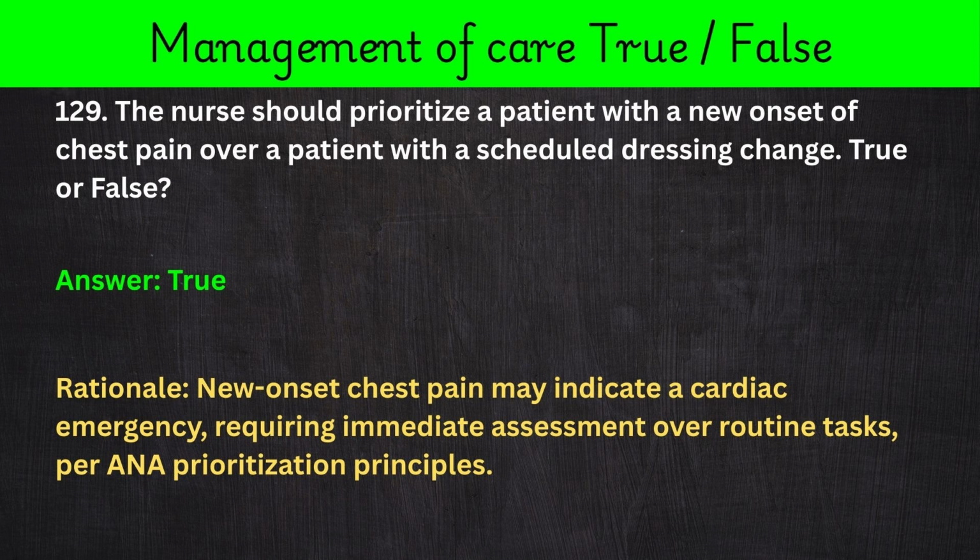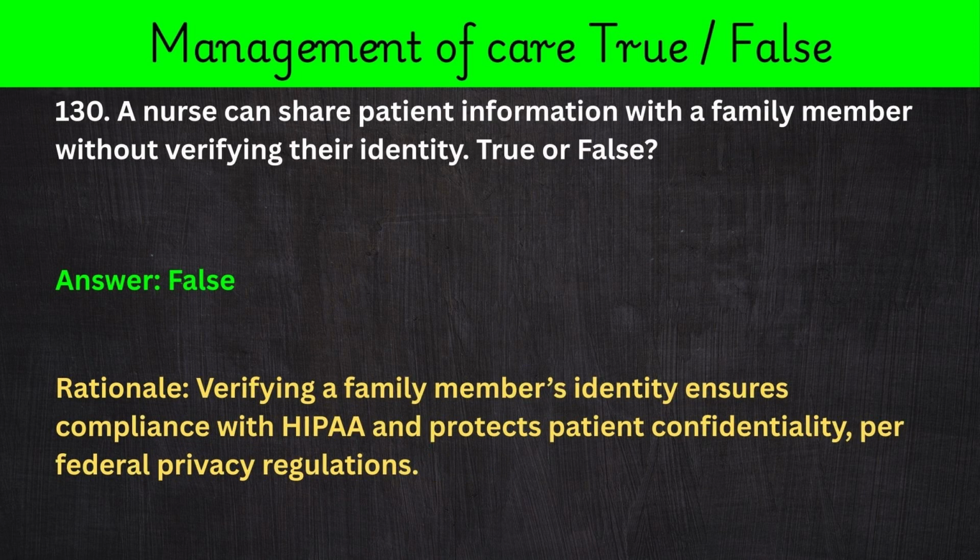prioritization principles. 130. A nurse can share patient information with a family member without verifying their identity. True or false? Answer: false. Rationale: verifying a family member's identity ensures compliance with HIPAA and protects patient confidentiality, per federal privacy regulations.